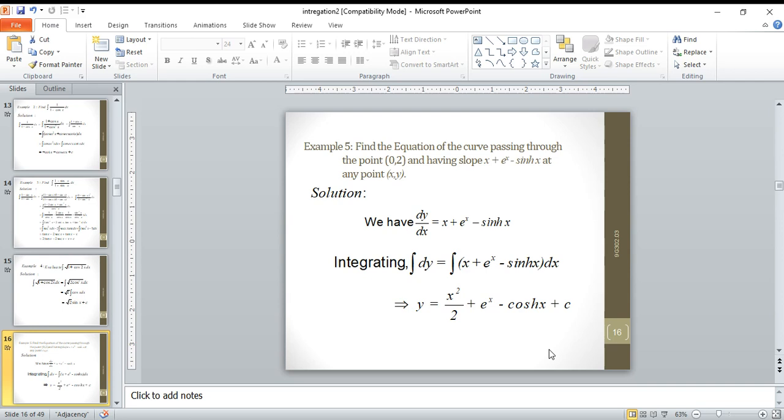Given dy by dx equal to x plus e power x minus sin hx, we have to find y. Take dx to the right side and apply integration. Integration dy equals integration of x plus e power x minus sin hx dx. So integration dy equals y. On the right side, integration of x is x square by 2, integration of e power x is e power x, and minus integration of sin hx is minus cos hx, plus c.